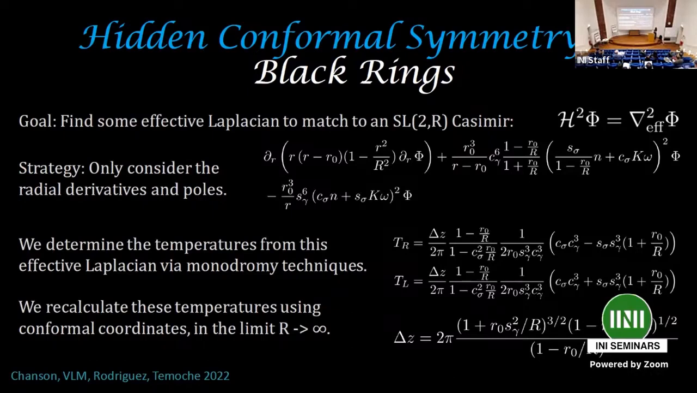So these are just the temperatures, and as you can see, they're very involved. This gamma is just a parameter in the theory. S gamma means sinh of that parameter. C gamma means cosh of that parameter. R naught is one of the horizons. R is one of the radii of the ring. But so the idea is we can calculate these temperatures, and what do we get?